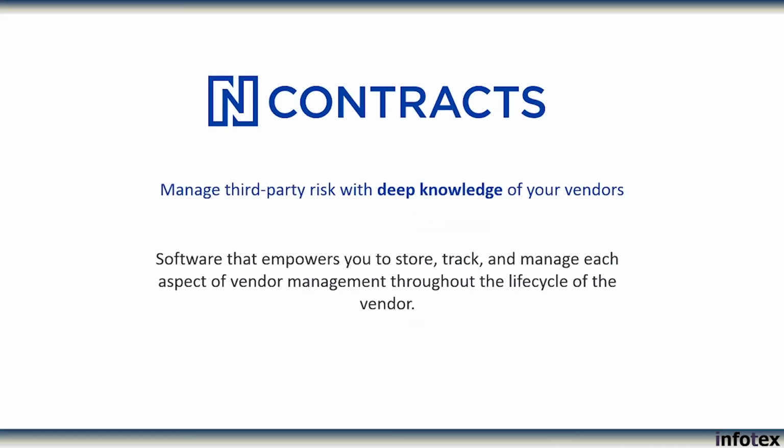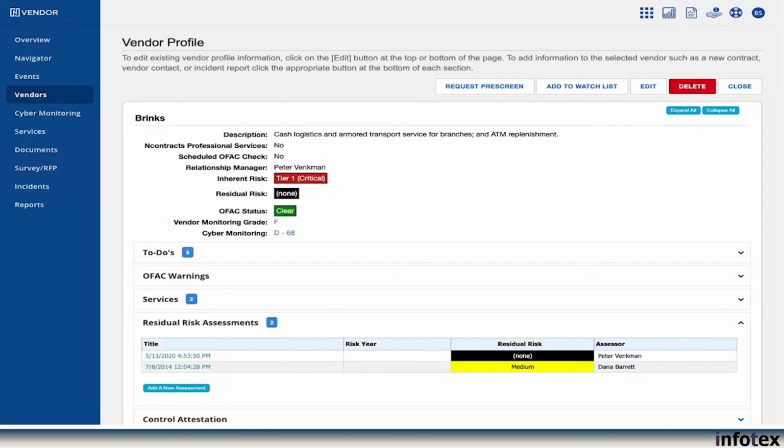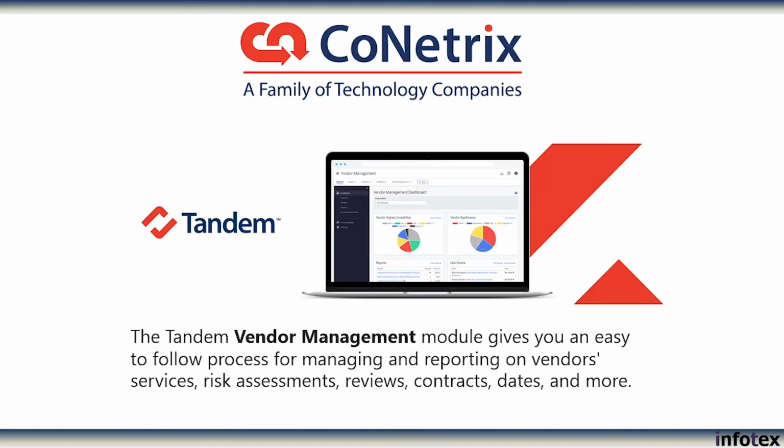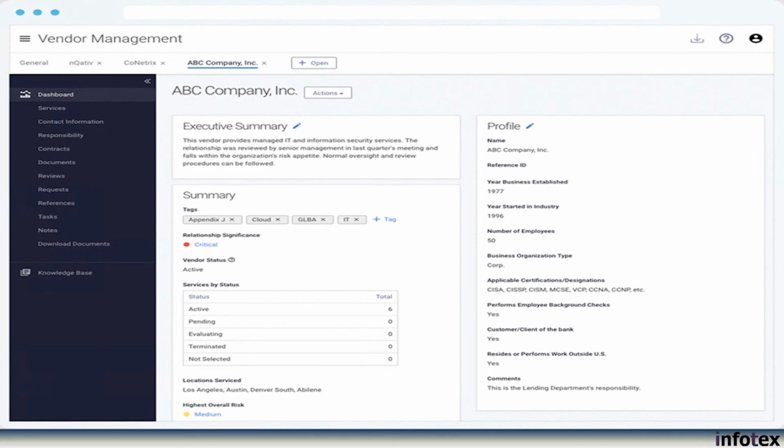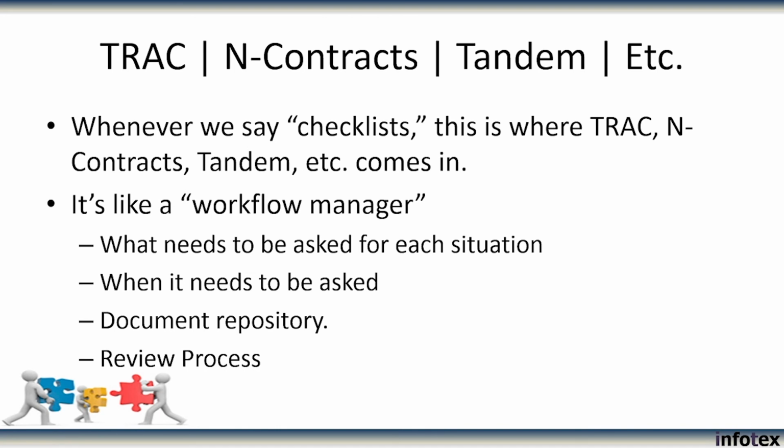NContracts, or really NVendor, which is their vendor risk module, is also a popular choice. And as we can see here, similar interface, this time showing an example of a Tier 1 vendor profile, tracking things to do, OFAC warnings, and residual risk assessments, really the vendor management process. And finally, Tandem by Conetrix. And again, these dashboards are going to look similar because they're all providing similar services: oversight, risk assessment, and reporting to varying degrees.